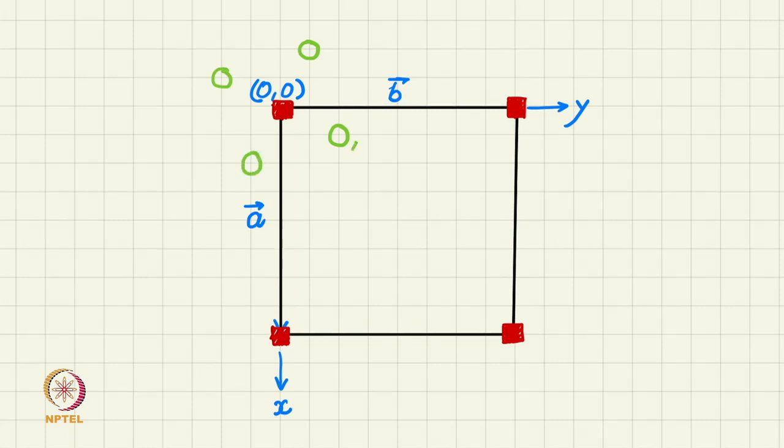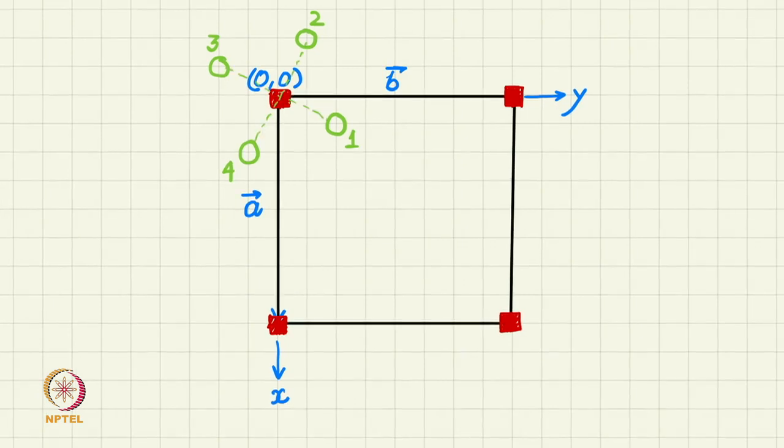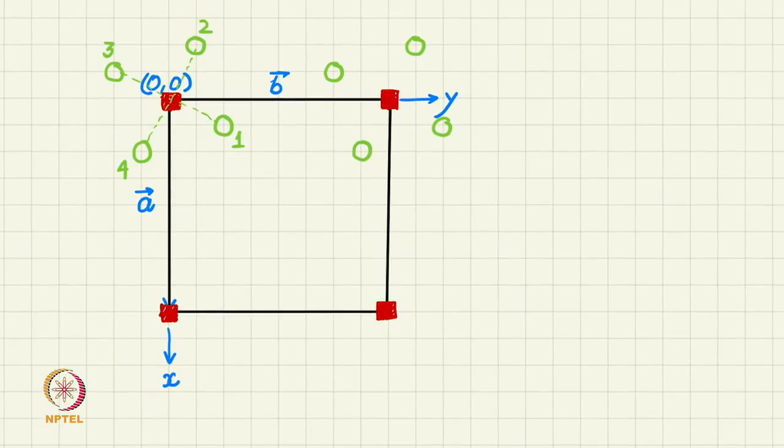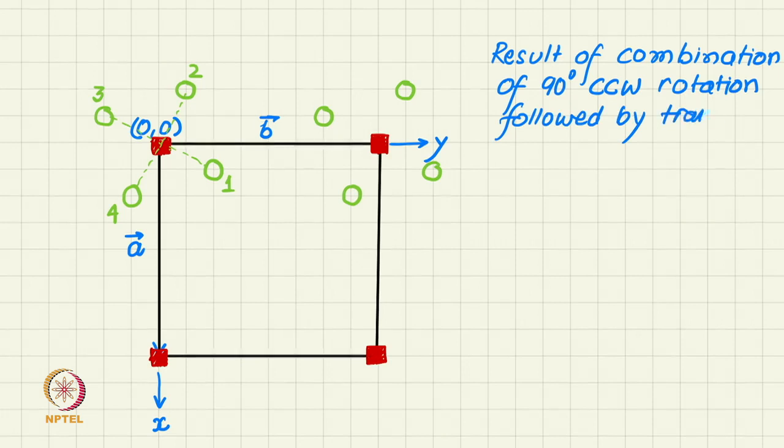So let us start with motif 1, right-handed motif 1. So I went to 2, 3 and 4 by successive 90 degree rotations. Now a translation will put identical motif at other lattice points. So you will have that at that lattice point also, and other lattice points as well, but let us keep ourselves up to this much. Now what we want to explore is the result of the combination of 90 degree counterclockwise rotation followed by translation B.